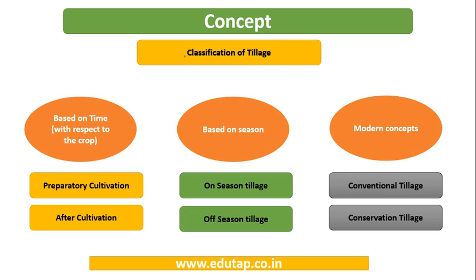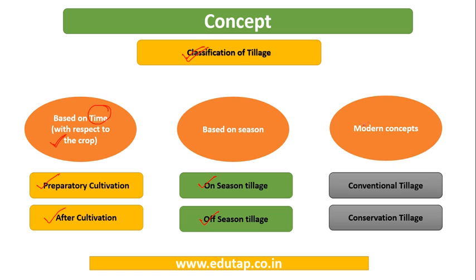Okay, so when you talk about the classification of tillage, there are various bases on which we can classify it. Okay, you can clearly see on your screens. One is based on time, that is with respect to the crop. Okay, when are you performing the tillage operation? Based on that, it is preparatory cultivation and after cultivation. Based on the season, so for which season are you preparing? Okay, immediate season or a season which would come after a later duration. So that is on season tillage and off season tillage.